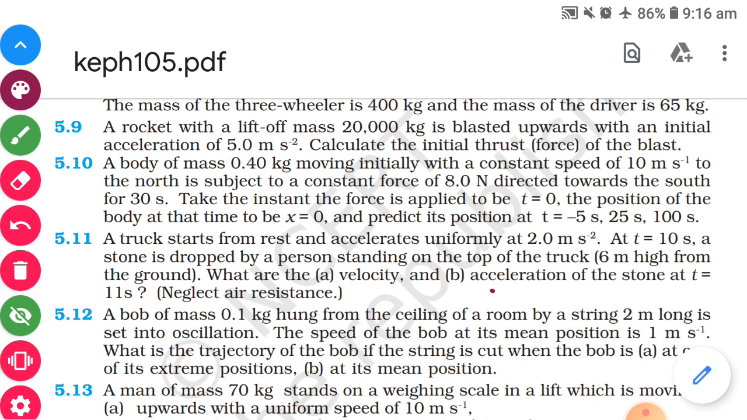Try to understand, time cannot be minus 5, but here before the application of the force, the body was moving with constant speed. Before the application of the force, 5 seconds earlier, what was its position, that we want to find. Then at 25 seconds, then at 100 seconds. This we want to calculate.